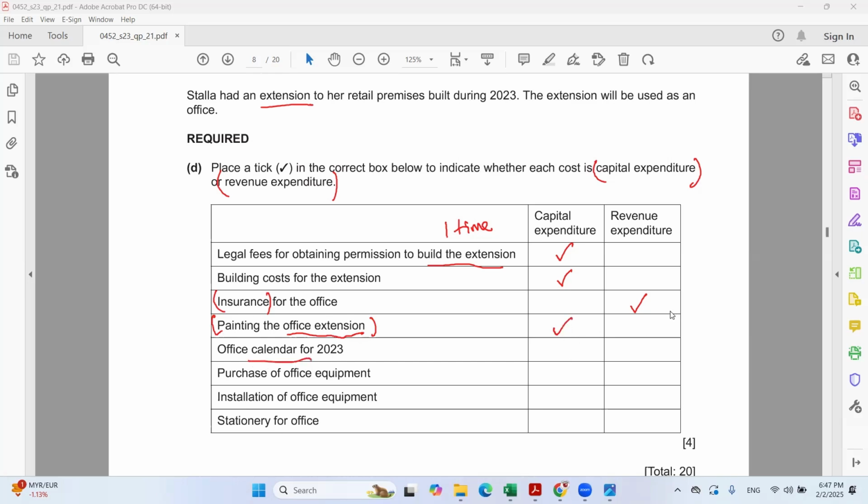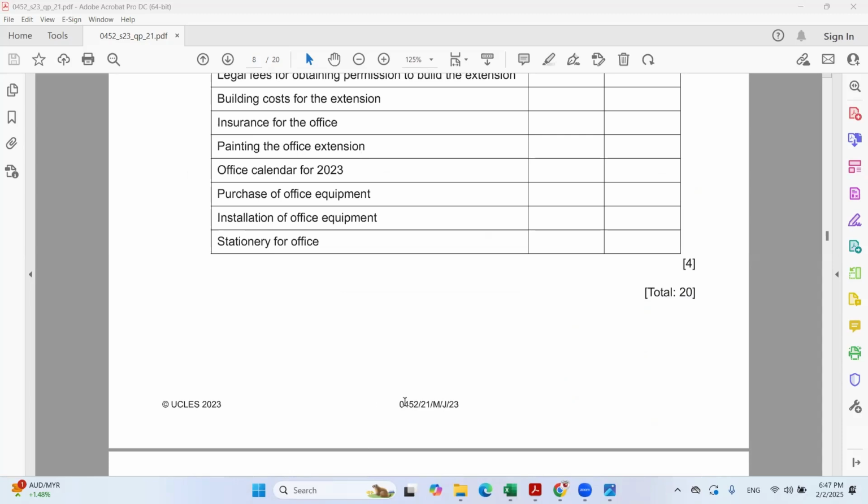Calendar: every year you are going to print, so revenue expenditure. Purchase of the office equipment: you buy a new asset and get people to install your office equipment, also a one-time cost incurred. Stationery is something you need to buy whenever you finish using it, so it is a revenue expenditure. So this is the answer for the second question for the May/June 2023 paper.